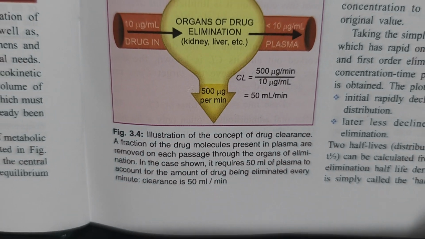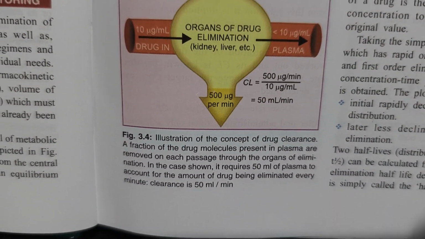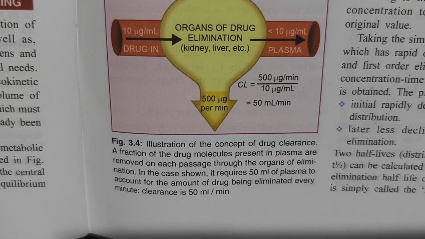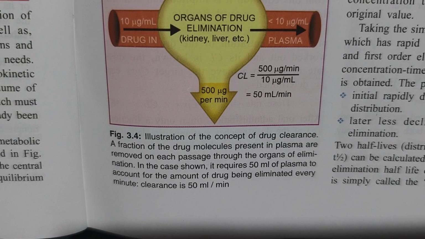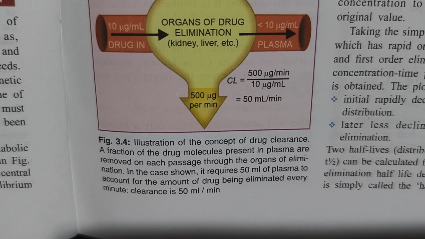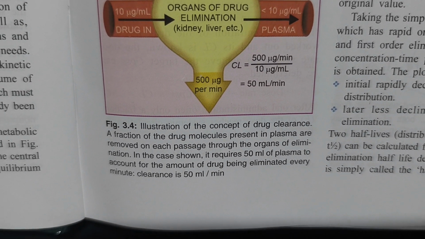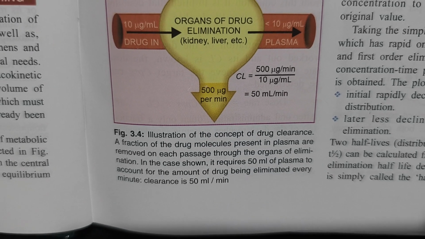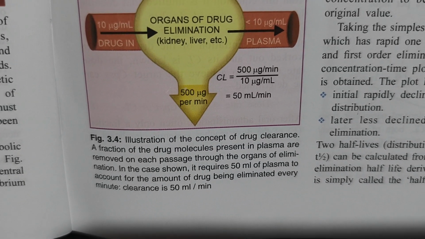So, in the illustration of the concept of drug clearance, a fraction of drug molecules present in the plasma are removed on each passage through the organ of elimination. In the case shown, it requires 50 ml of plasma to account for the amount of drug being eliminated every minute. Clearance is 50 ml per minute.